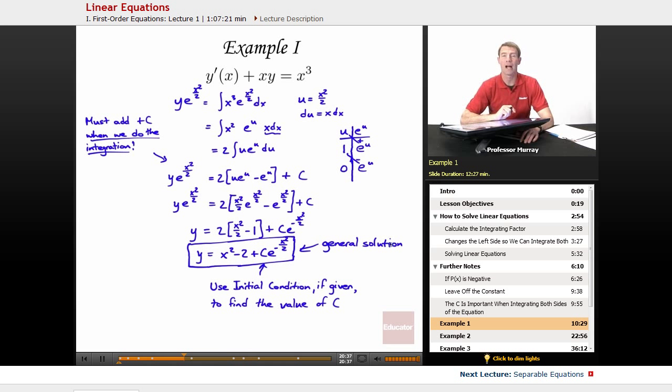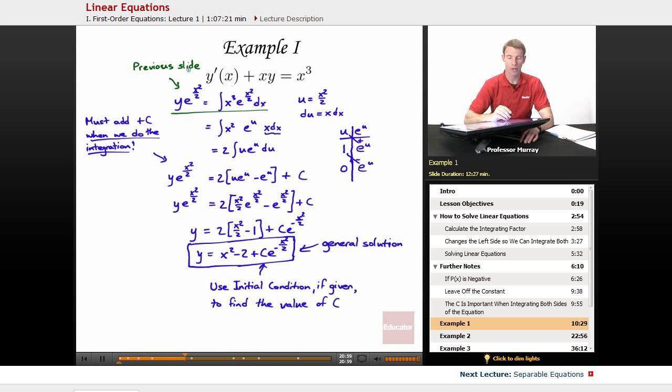The next example will have an initial condition, and you'll see how we'll plug that in at the end to find the value of C. But in the meantime, let's go back over what happened with this example. This is the integral that I got from the previous slide. So this is all work that we did on the previous slide. You can check back at the previous slide if you don't remember where this all came from.